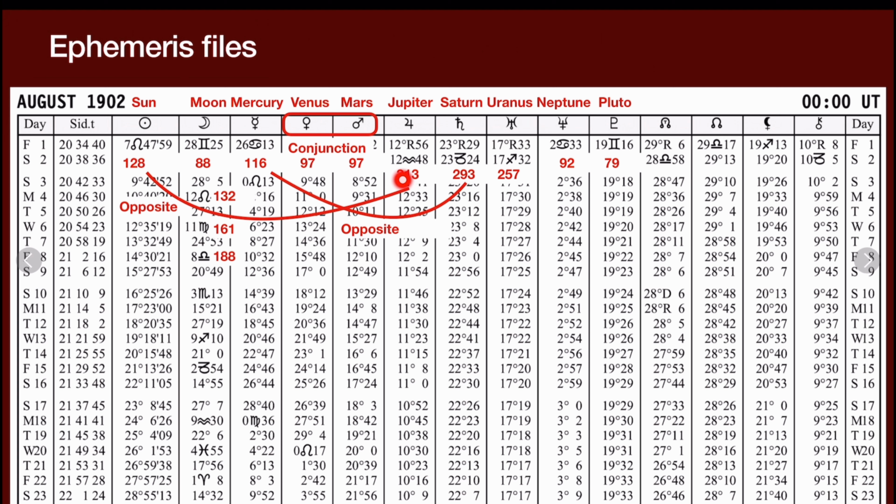Another one here, we've got Jupiter and the Sun. So 313 minus 128 makes it opposite. And again, it's within a few degrees. And that's called the orb. And what I've found is taking an orb plus or minus about 6 degrees seems to work quite well. If it's too tight, you might miss stuff, and if it's too wide, you've got too much to look at.